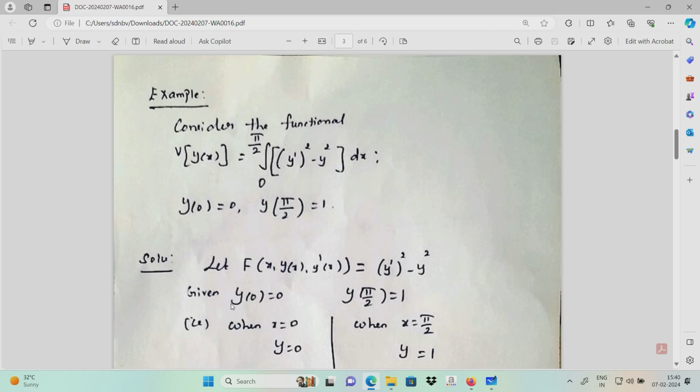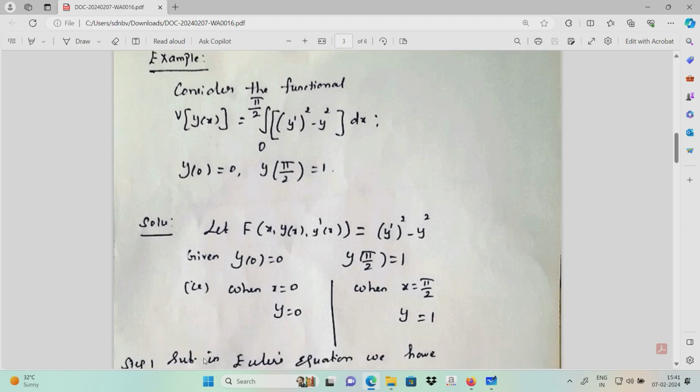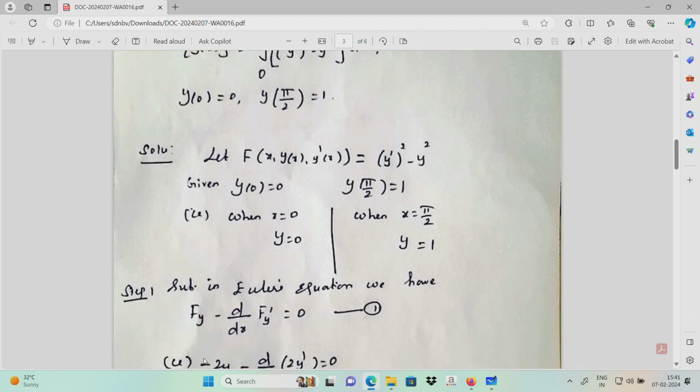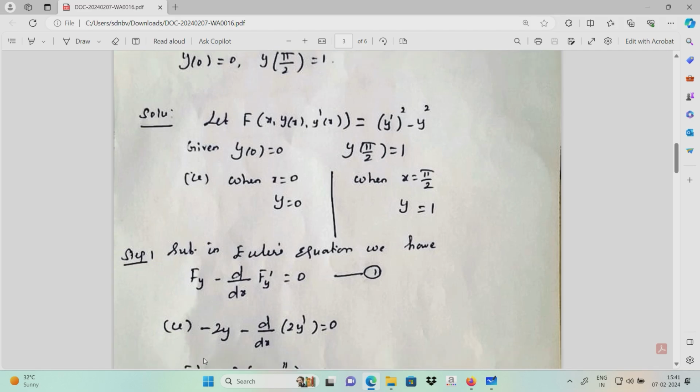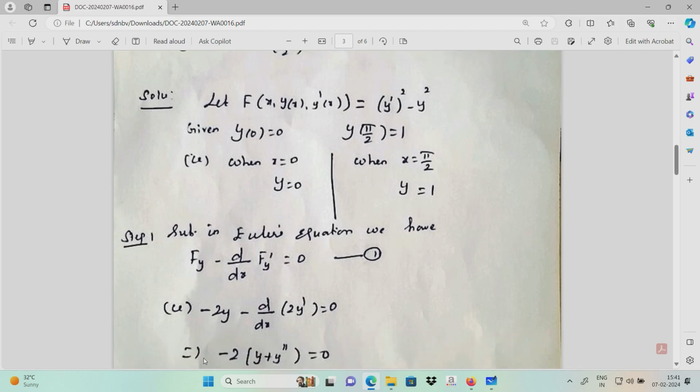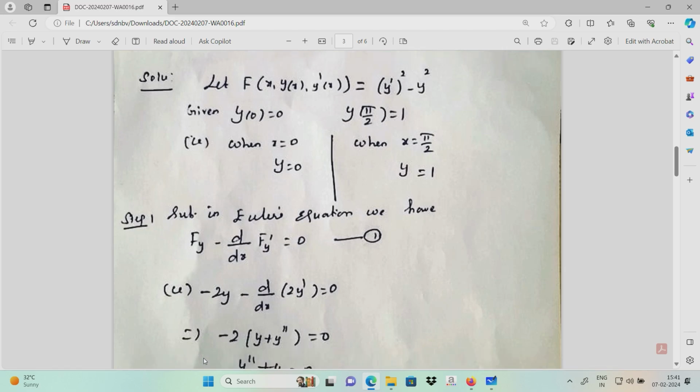With the boundary condition y of 0 is equal to 0. What does it mean? When x is 0, y is 0, right? When x is pi by 2, y is 1. So now apply the Euler's equation Fy minus d by dx of Fy dash equal to 0. On substituting we get, what's our Fy? Minus 2y. What's our Fy dash? 2y dash.